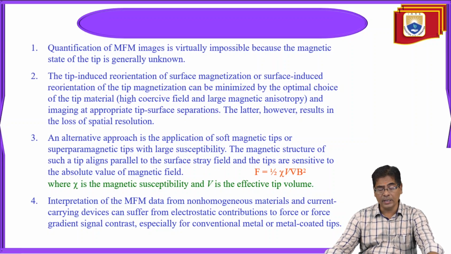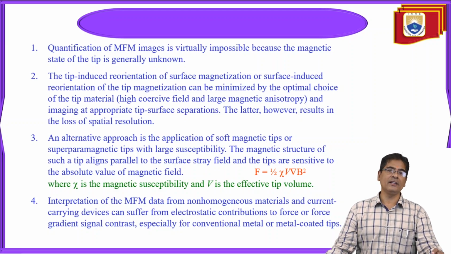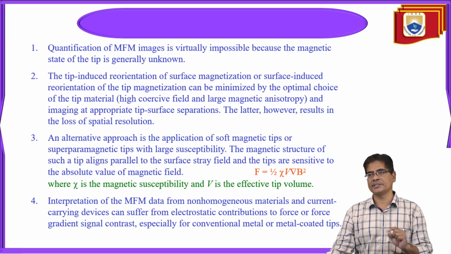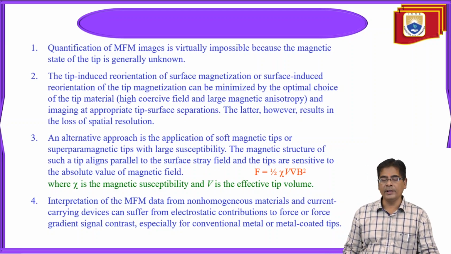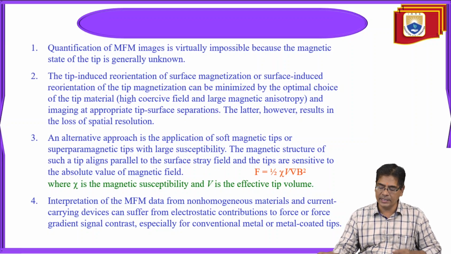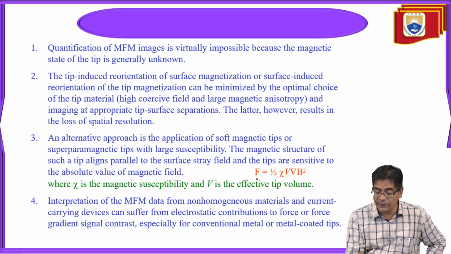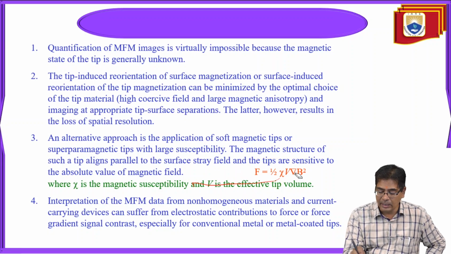or superparamagnetic tips with large susceptibility, right? So the magnetic structure of such a tip aligns parallel to the surface fields, and the tips are sensitive to the absolute value of the magnetic field. Therefore, the susceptibility with the volume of the tip is given by the relation F equals half chi V delta B square, right? Where chi represents the magnetic susceptibility, V represents the volume, and of course B represents the magnetic field induction, right? Of course, this is a three-dimensional case. We represent it as delta, right?